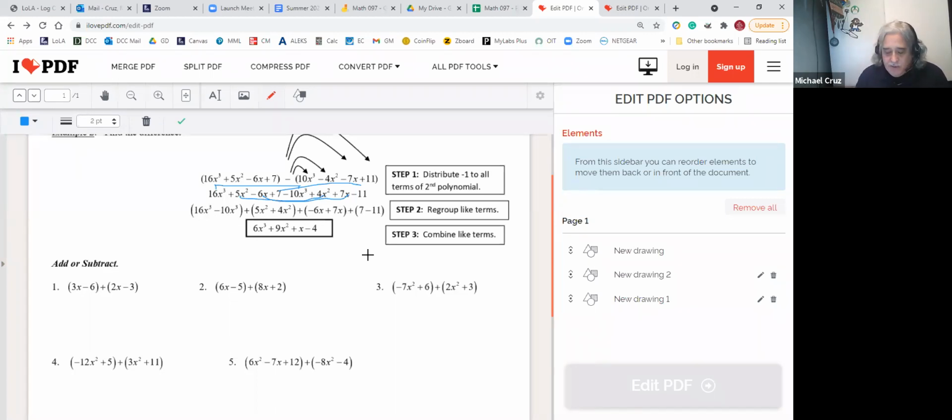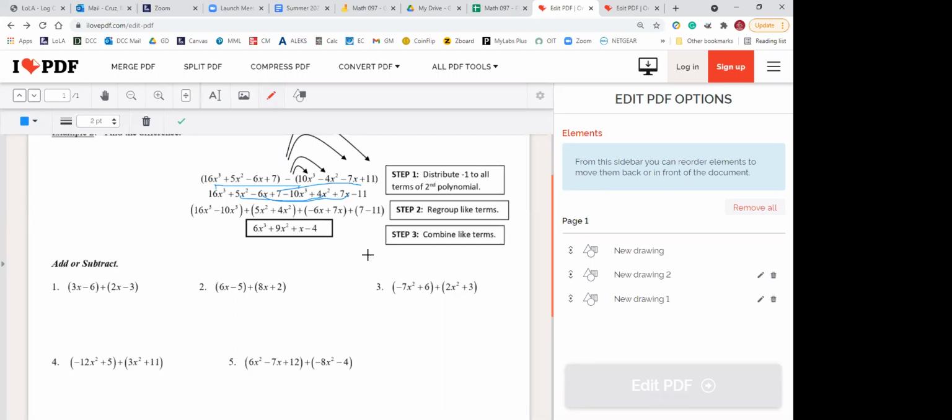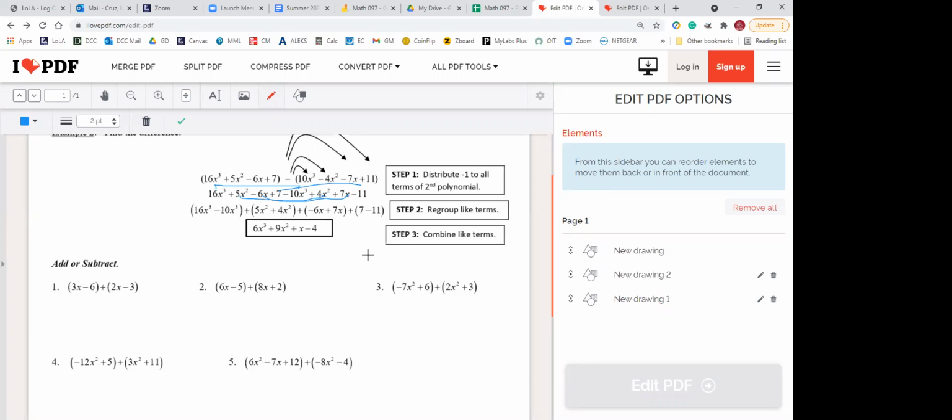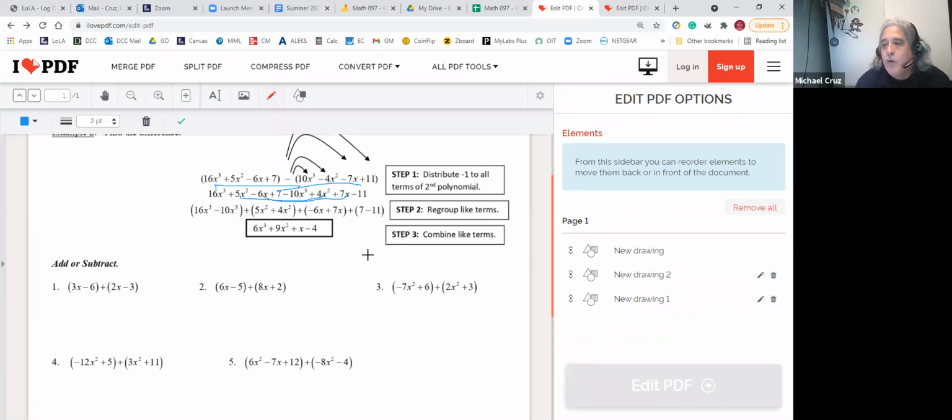All right, any questions about how that works? Yes. Can you explain this one more time? What part do you want me to explain? You said and then you go to the other side with the 10x cubed minus 4 squared. Why are you switching it from minus to plus?